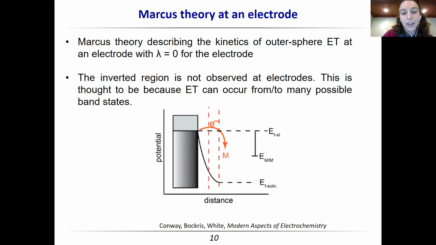Well, I have lots of other band states. I could just transfer an electron from some lower state as well. So basically, whatever the fastest possible electron transfer process is the one that's believed to occur. And the experimental evidence for this is that you see this Marcus-type behavior until you get to the maximum rate of electron transfer, and then you just see it plateau. The rate doesn't change anymore with increasing driving force.